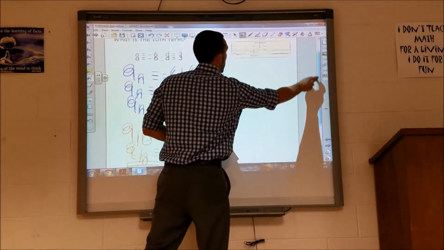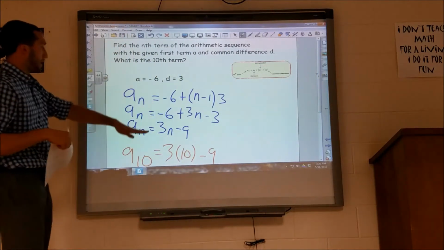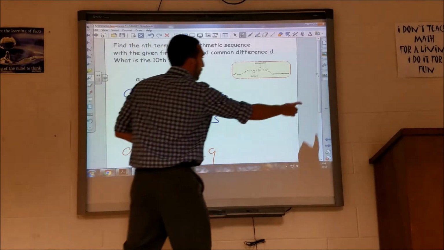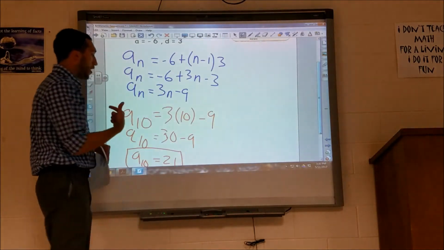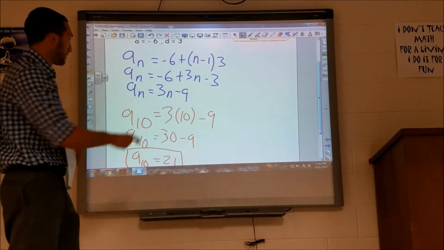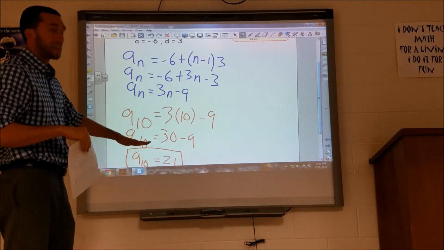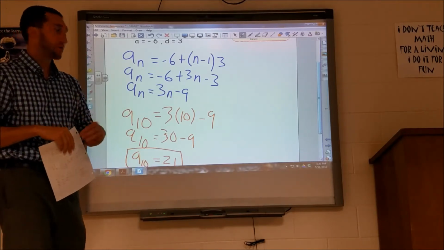So we found the nth term in our sequence, meaning just the general term. And when they wanted me to find the 10th term, all I did was plug in 10 for n in both locations. Plugging in 10 for n, I see that the 10th term is actually the number 21.